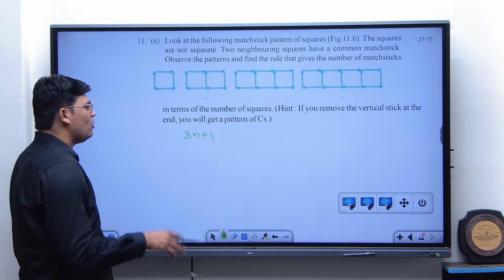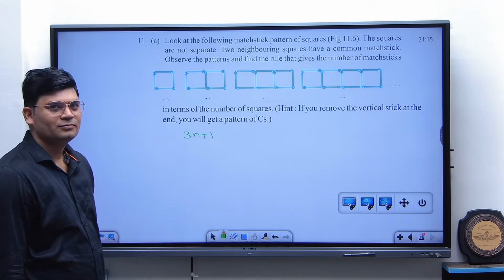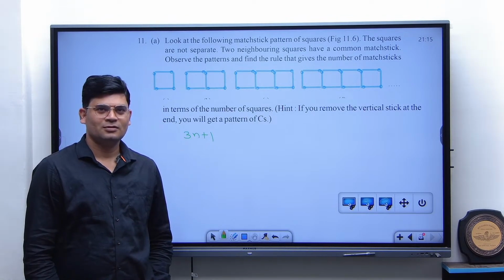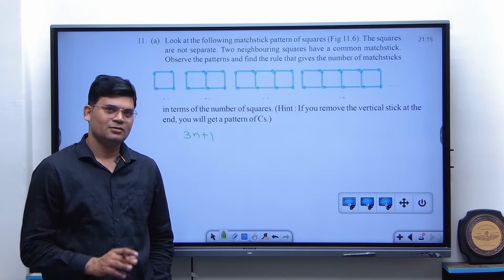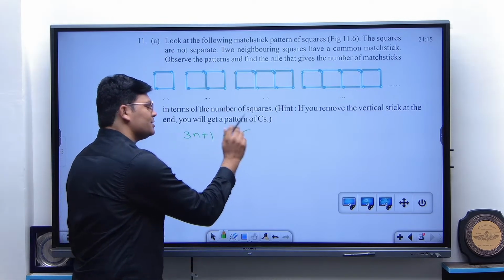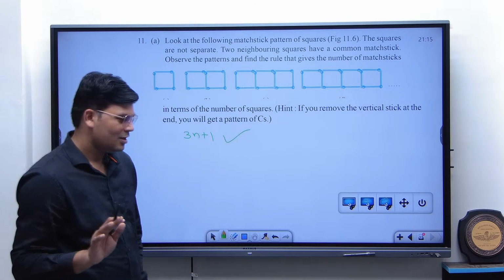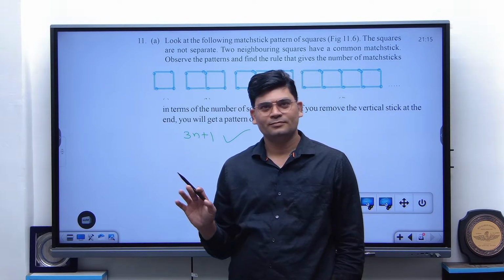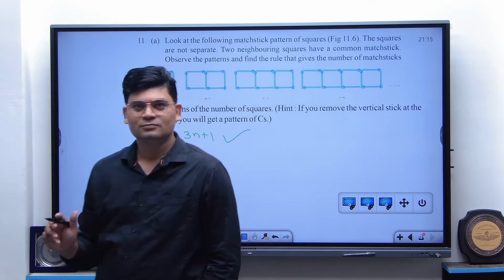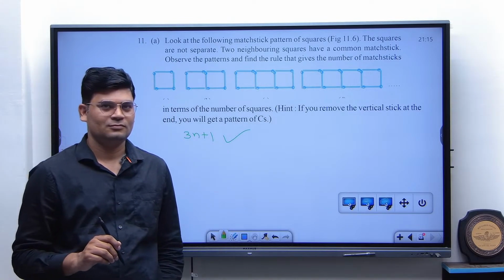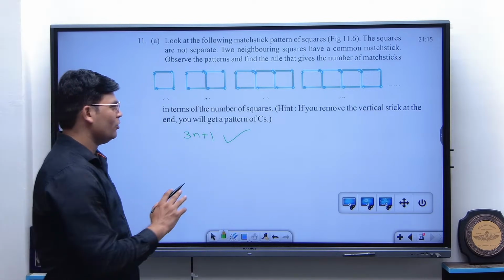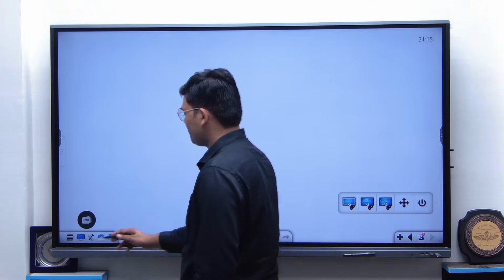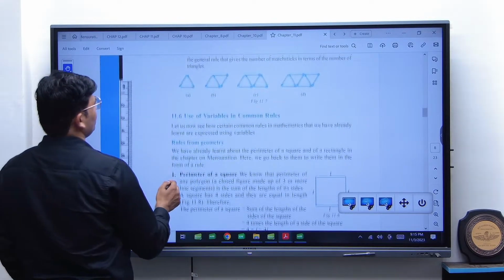How else can it be written? Apart from this? No, actually, 3 times n plus 1, this is correct. No, I'm saying this is correct. I'm asking you, is there any other way to write this? Okay, fine. So I got your answer. It's okay. Fine. Let's move on to the next part.